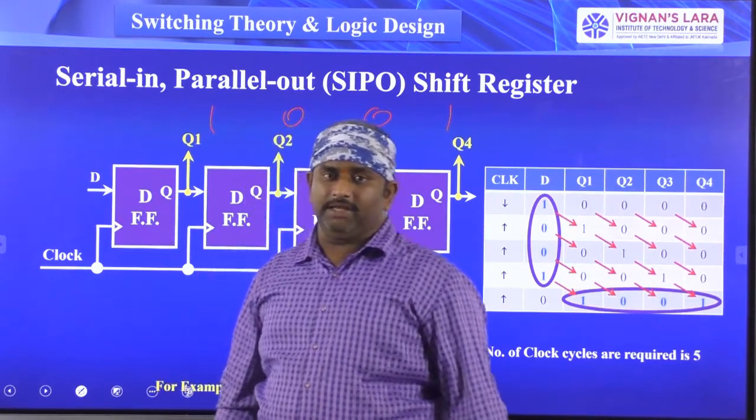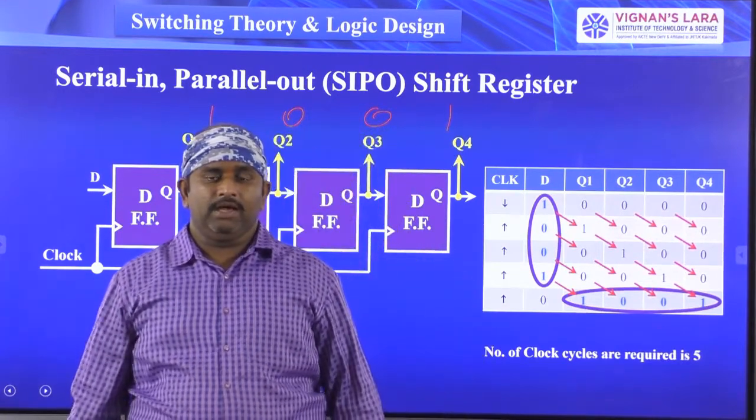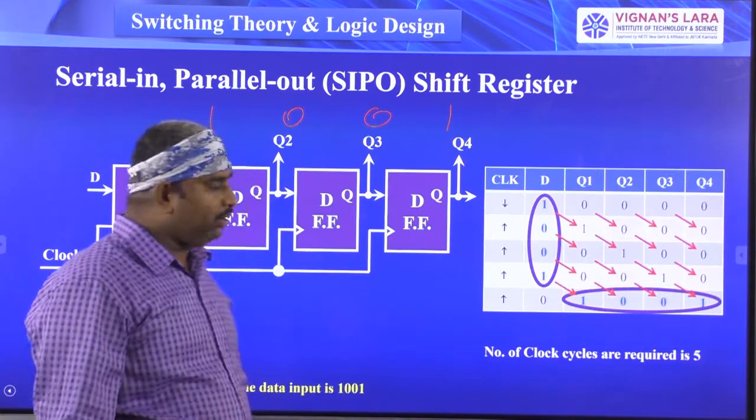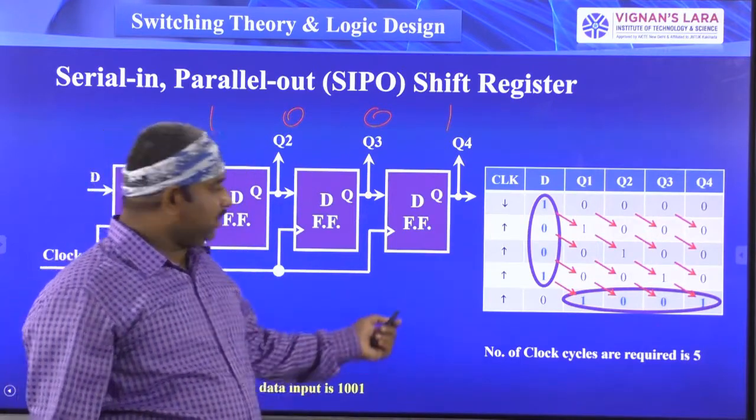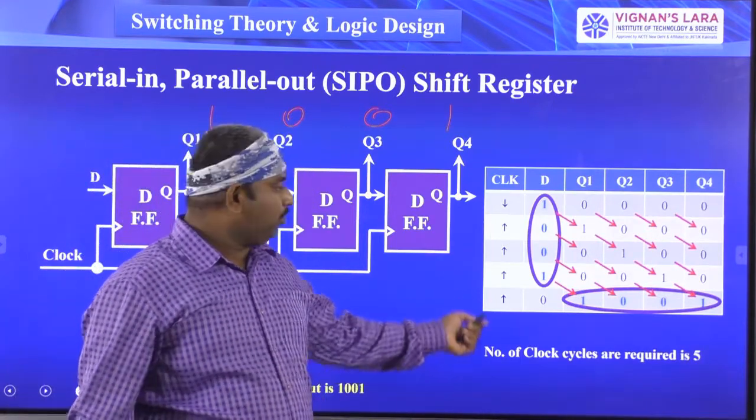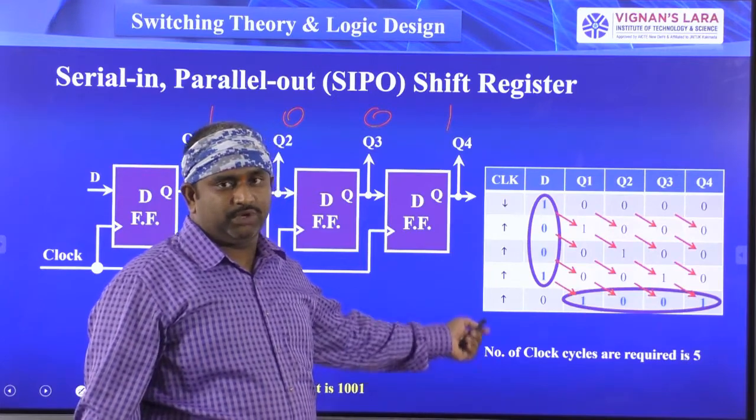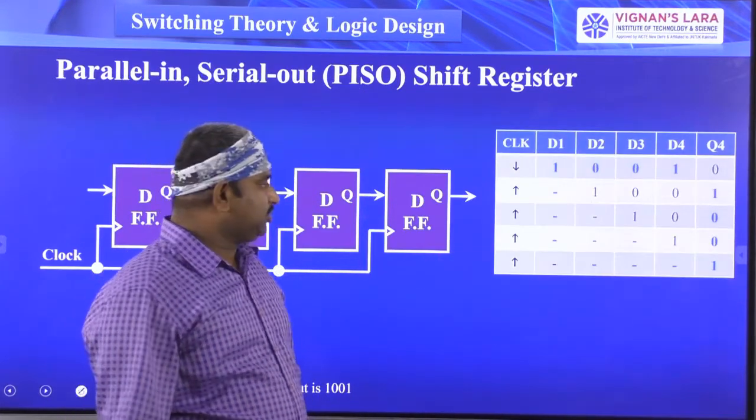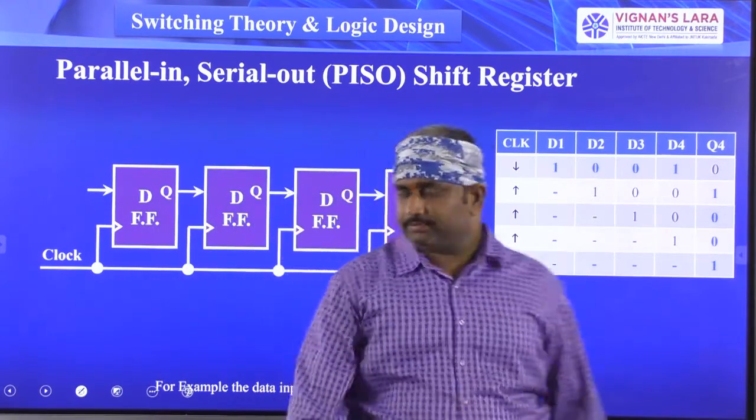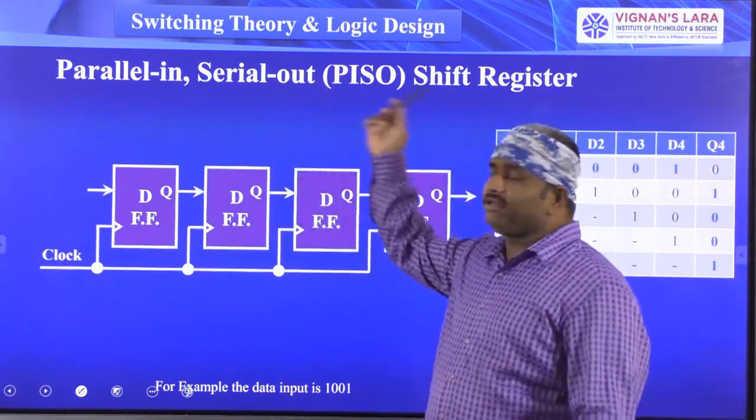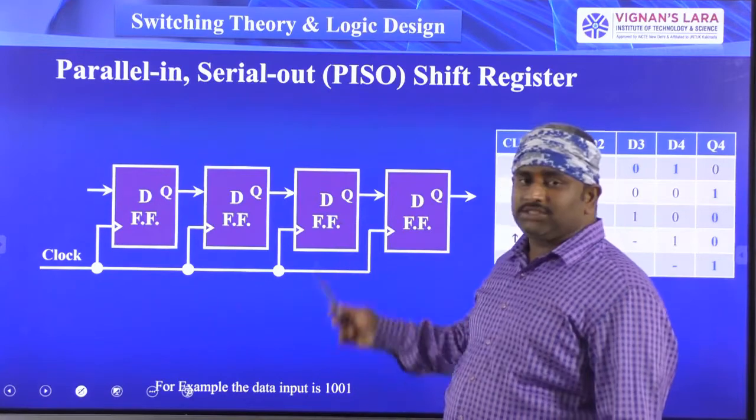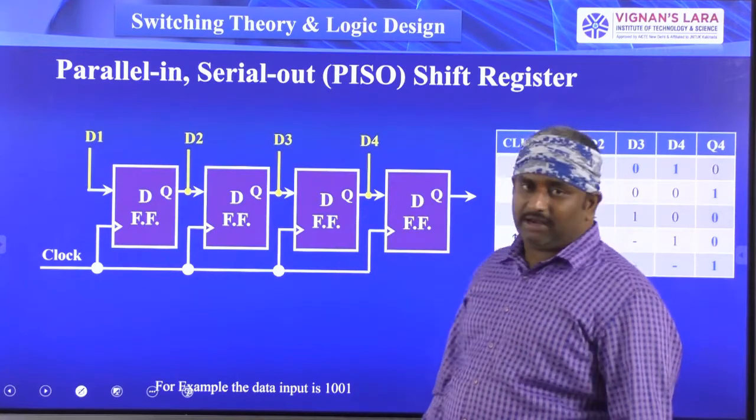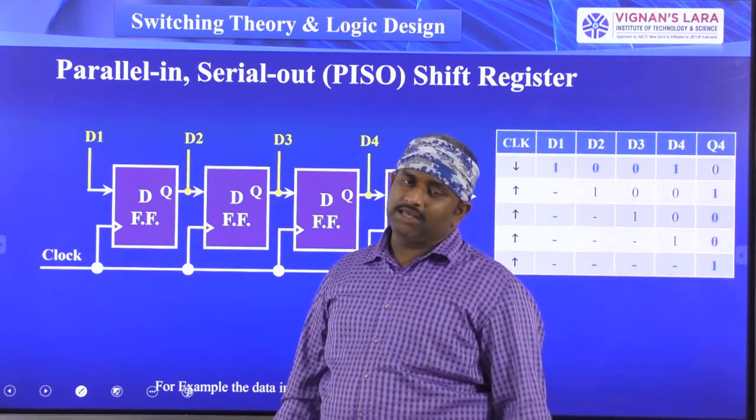1001, I am getting the data here in this way. Right. Next, for implementing this one, we need totally 4 clock signals. Next, coming to here, this is the parallel input, serial output configuration. In this, we have to give the data parallelly and you have to collect the data serially.